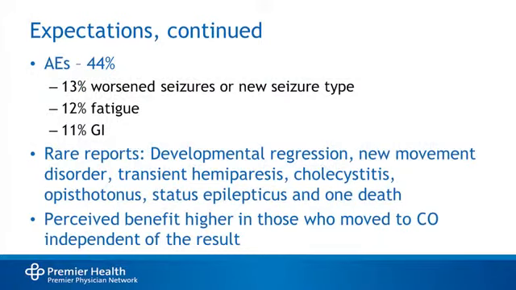Adverse events were fairly common at 44%. 13% of the patients had worsened seizures or developed a new seizure type. 12% reported fatigue, and 11% had GI side effects. Rarely, there were reported developmental regression, a new type of movement disorder, transient hemiparesis or focal weakness, cholecystitis, opisthotonus, and status epilepticus with 1 death. The perceived benefit, again, was higher in those who had moved to Colorado, independent of the result.